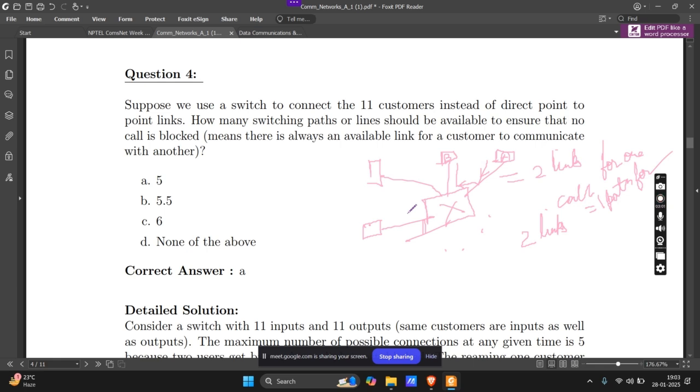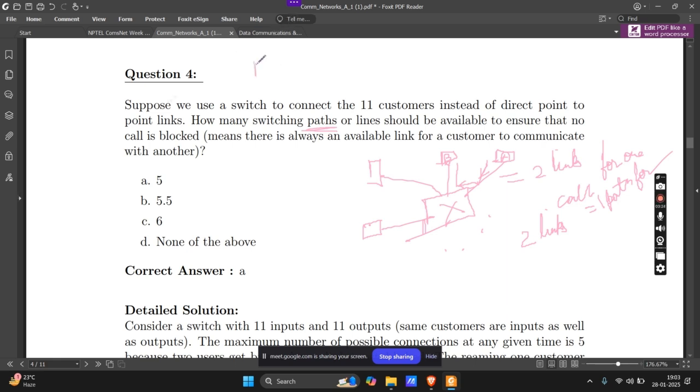But 10 is not an option because they are not asking for links. Here they are asking for paths. And a path is two links making one path. So this is not a path because A is not talking to the switch, right? A is talking to another device. So this is not a path. This is just merely a link. So it may take many links to reach a path.